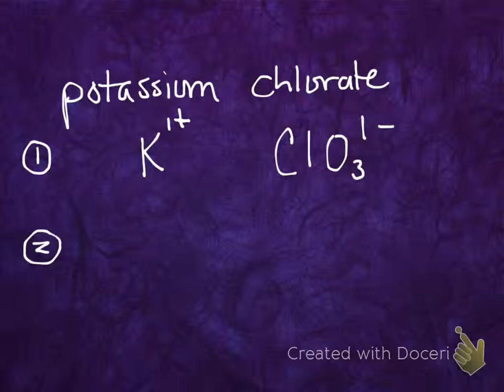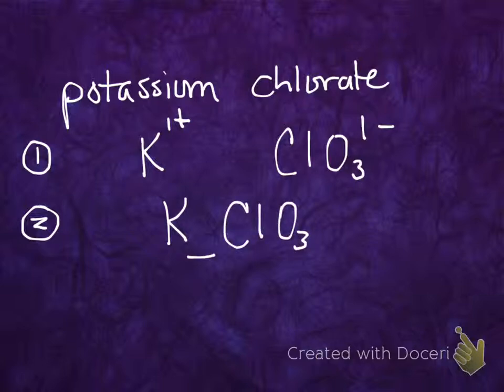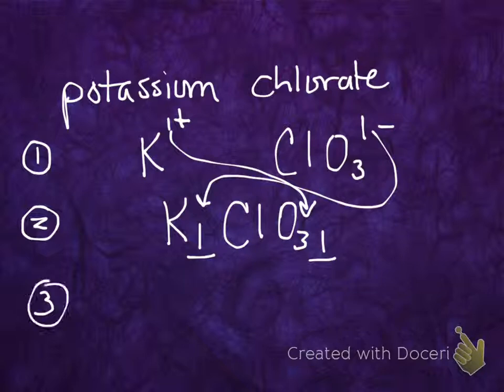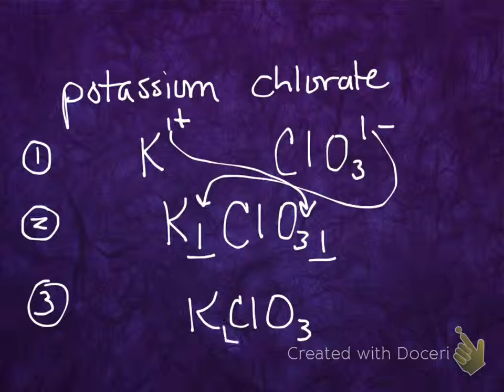Our second step, just like with writing binary ionic compounds, is to do that crisscross. So leave a space for your charges. Crisscross, whoops, classic mistake. Crisscross them and we get 1 and 1. Can we simplify that? Why, yes we can. KClO3. Remember that this is a distinct unit of its own.